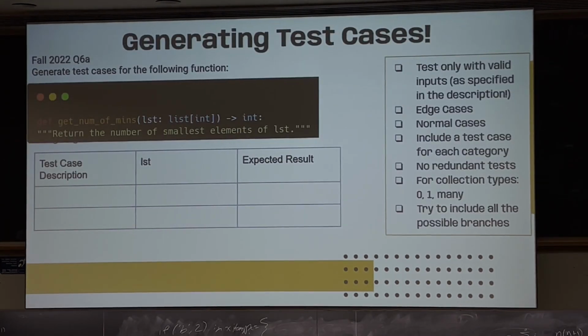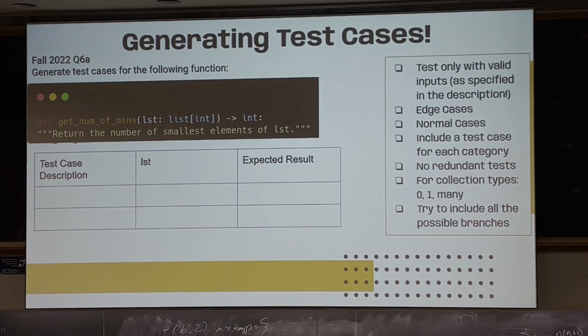So here's an example. This was on a past final. Essentially here you have a definition of a function called getNumOfMin. The description tells you to return the number of smallest elements of a list. Your input parameter is just a list of ints, and you're trying to return an int. You guys can have a few seconds to look over it and try to consider some test cases.